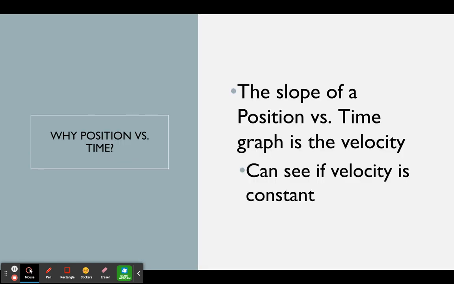The reason that I chose to use a position versus time graph is that A, it was the two most easily observable data points from the lab, and B, the slope of the position versus time graph is equal to velocity, so it was easy to see that the slope was constant, therefore velocity was constant.